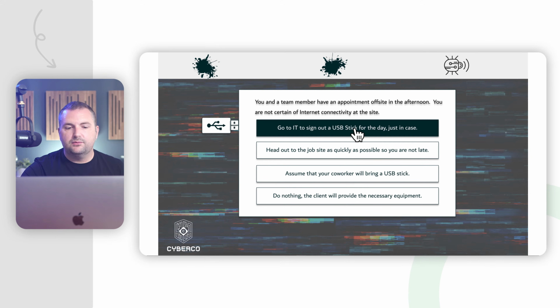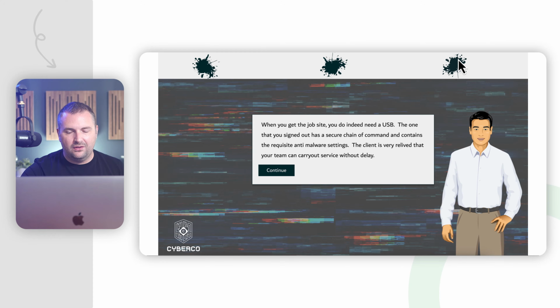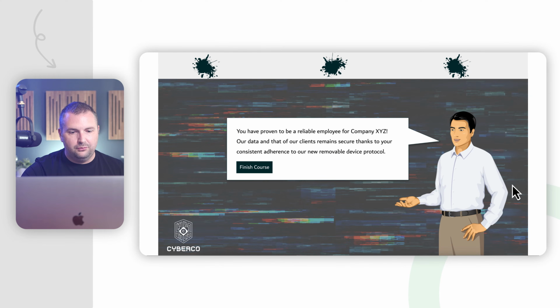In this case, I think we've learned at this point, we're going to go to IT and sign out a USB stick. We get our third squash, or we destroyed our third bug there. We get some positive feedback, and we'll continue forward. So you've proven to be a reliable employee for company XYZ. Our data and that of our clients remain secure thanks to your consistent adherence to our new removable device protocol.